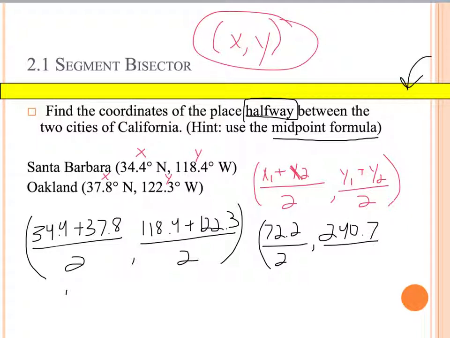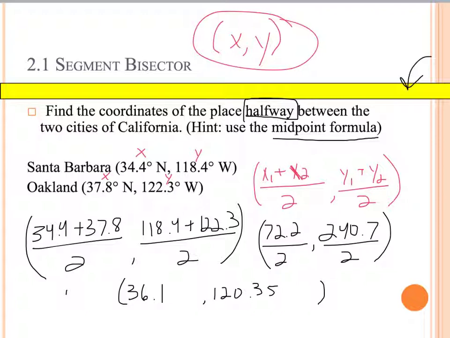240.7 all over 2. Don't forget, whenever you're adding your decimals together, you need to line up your decimals so you get the correct answer. Line up your decimals when adding decimals. Alright, so now we have 72.2 divided by 2. When we divide this, we come up with an answer of 36.1. And for 240.7 divided by 2, we get an answer of 120.35. Now, if you give me that answer of 36.1 and 120.35, that is going to be incorrect.